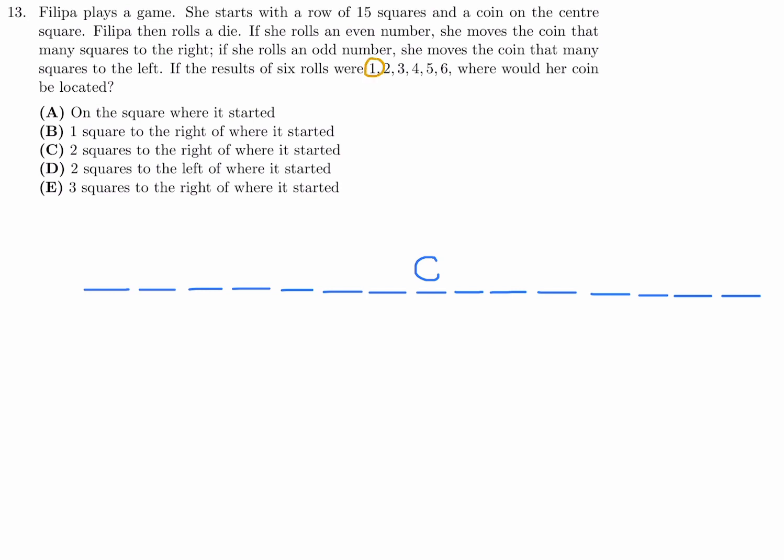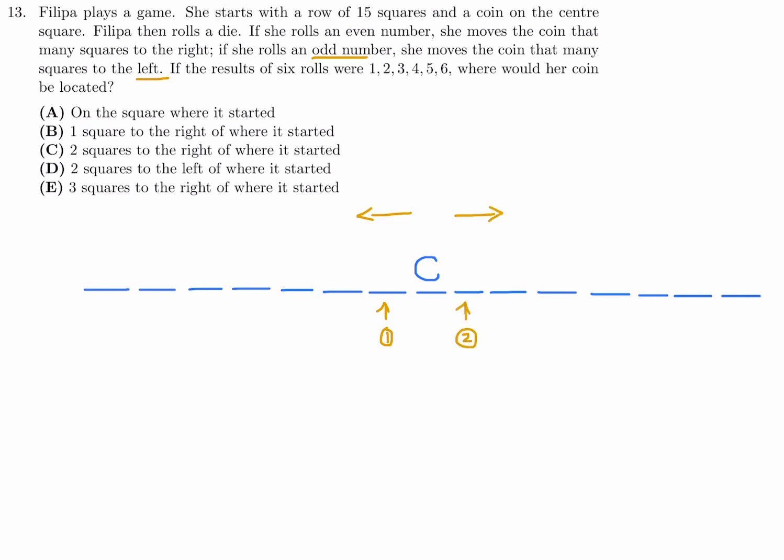The first roll is a 1. Now the 1 is obviously odd. So if it's odd, she's going to move to the left. Okay. So 1 going that way. So she ends up here after she rolls a 1. Then she rolls a 2, and the 2 is obviously even, so she's going to move 2 that way. So 1, 2, she ends up here.